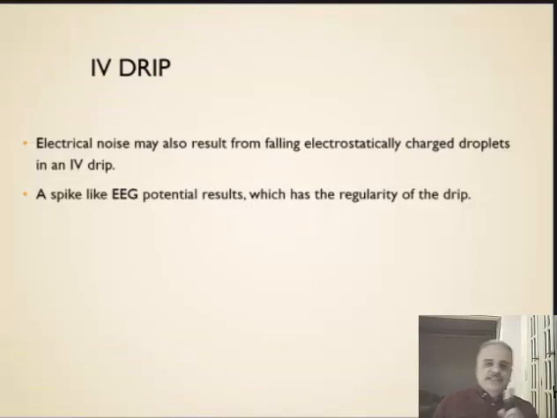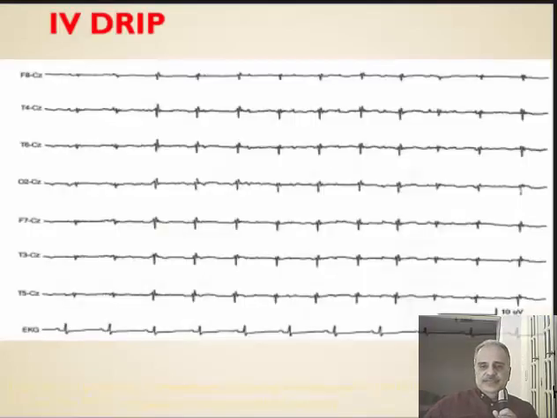Then the IV drip artifact. When the IV drip is near to the electrodes, it may cause a characteristic field that gives a spike-like picture. These may be misleading, but they are found in most of the channels with equidistance and will disappear on stopping of the solution dropping.